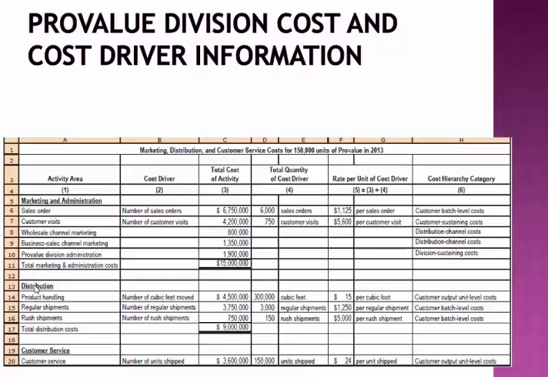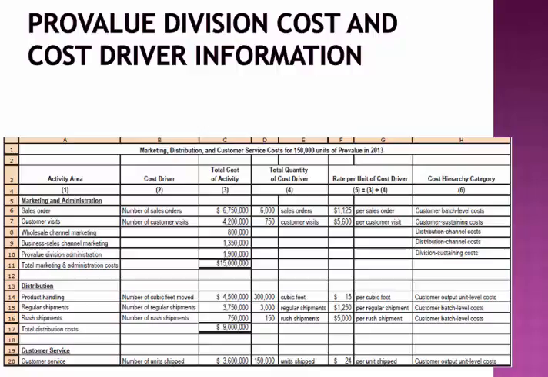If we go down further and look in the distribution portion of our operating expenses, we have got product handling. And here, handling can be very much related to our number of cubic feet moved of our product. We know the sizes of boxes, etc., and we can break this kind of information down.